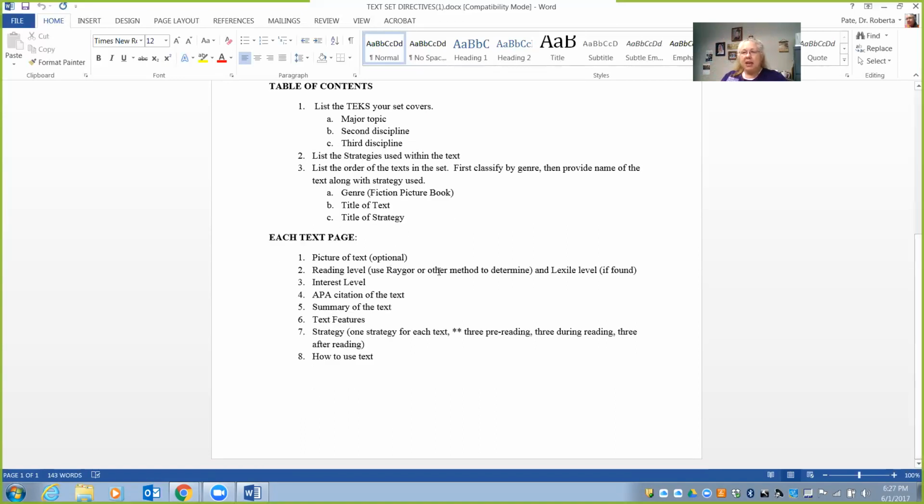All right, on each page, now we have each page. You want a picture of the text. You want the reading level. Sometimes you'll know what the reading level is because when you Google it, it'll tell you the Lexile level.